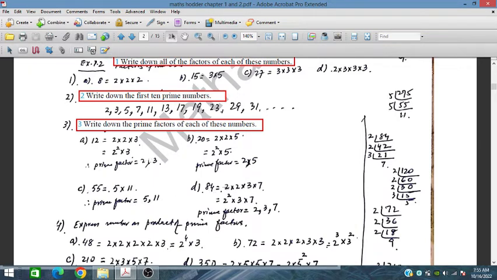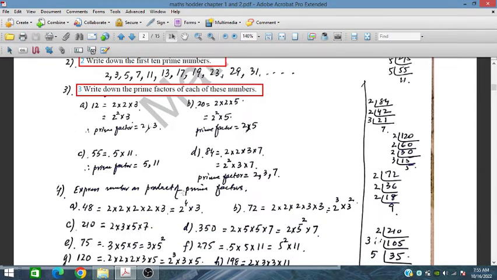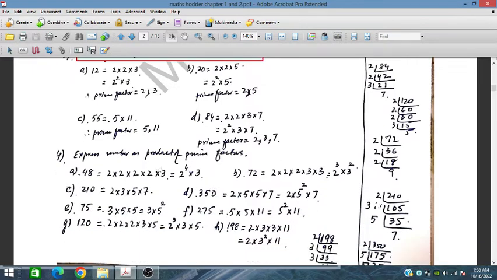For 84, we can break it down and see here a 2, 3 and 7, so those are the prime factors. Express each number as a product of prime factors. So 48 can be written as 2 into 4 into 3. 72 can be written as this. These are the factors we have written down. So we can say 2 and 3 are the prime factors: they are three 2s and two 3s. 210 is 2, 3, 5 and 7, so all with power 1.